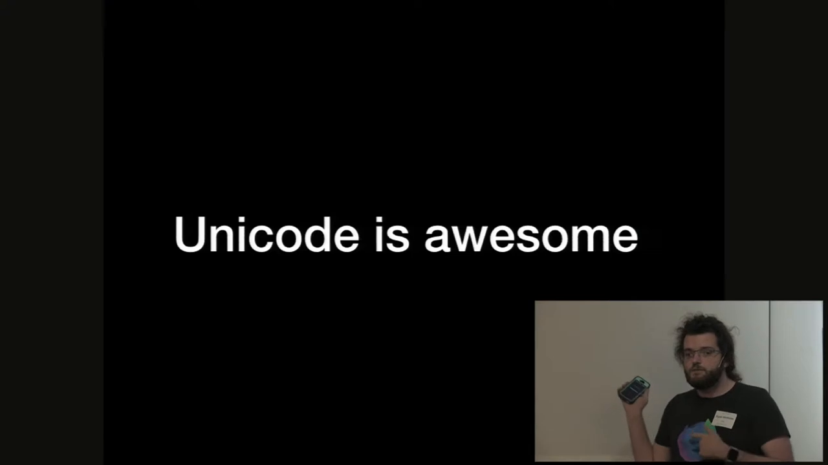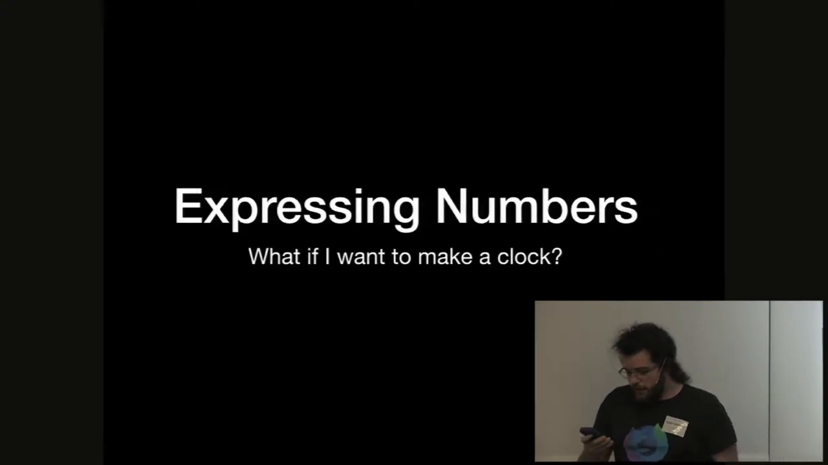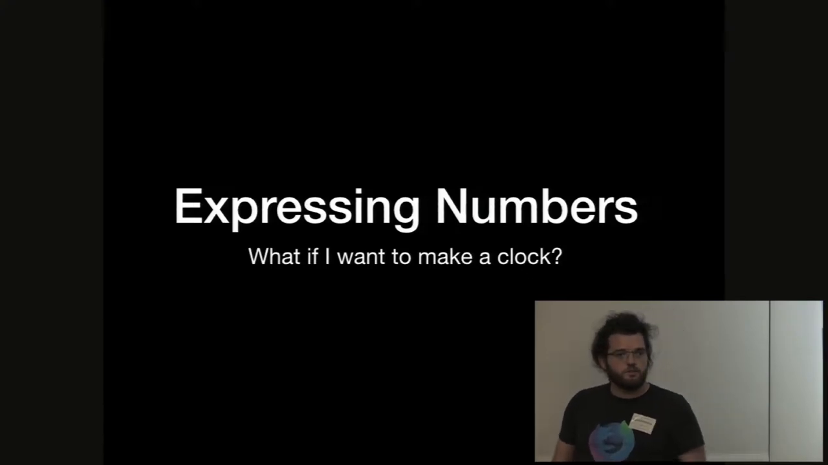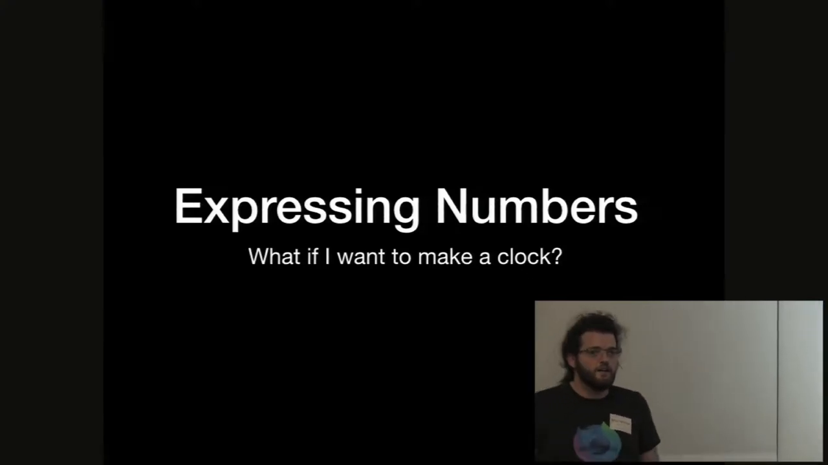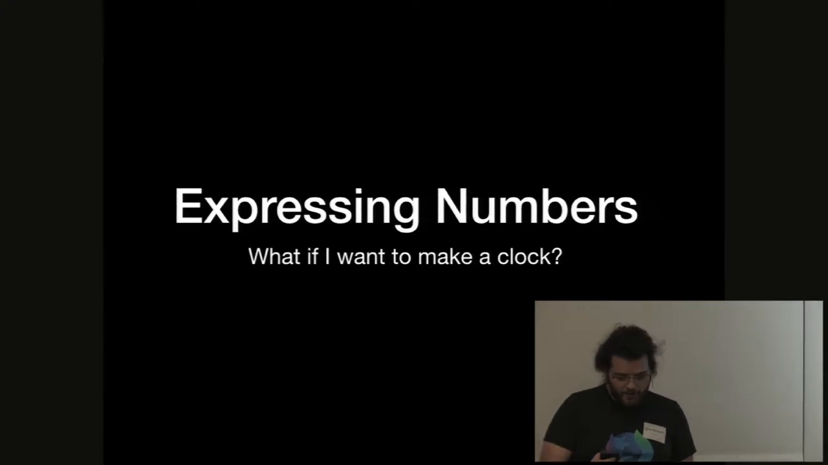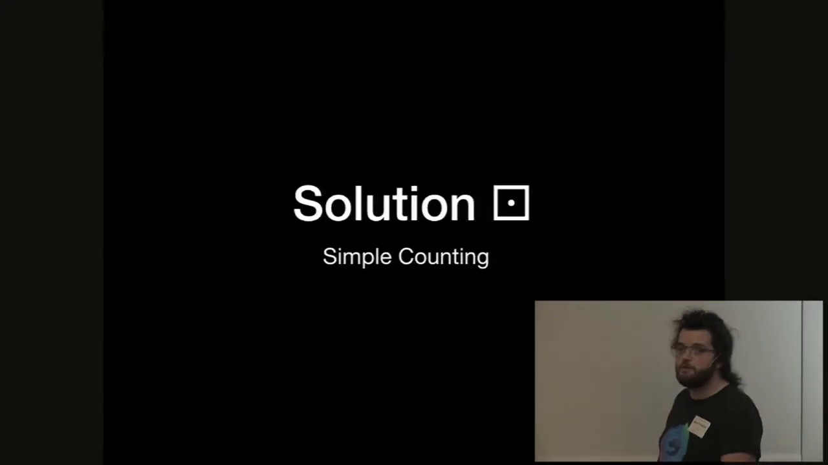Well, what can you do with that? Unicode is awesome, by the way, because I didn't have to render those in this case, although I did before. I just used the Unicode symbols for them. But anyway, what about expressing numbers with these? Wouldn't it be cool to have a clock that just shows the time in dice? But how could you do that? You need to be able to represent the numbers using dice.